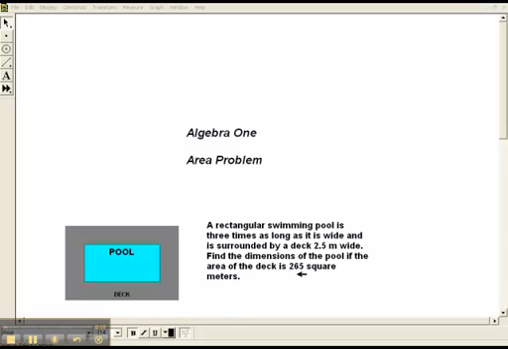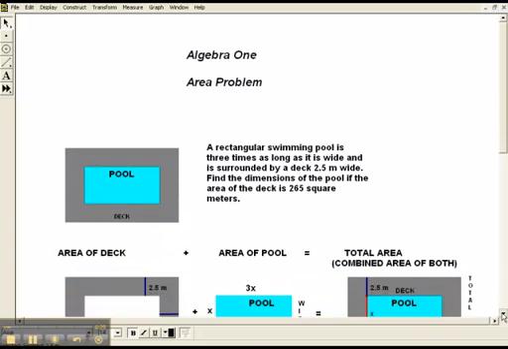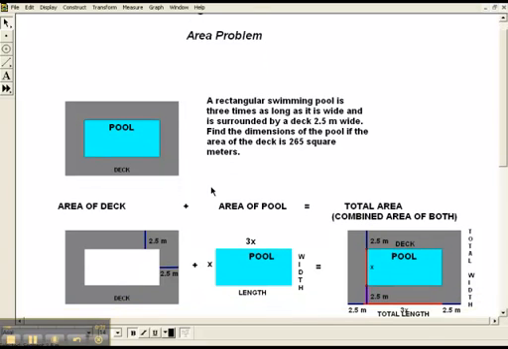So we're given the area of the deck and we're asked to find the dimensions, or the length and the width, of this pool. To set this problem up, I'm going to take the area of the deck, which is the gray region in the picture here, add it to the area of the pool, the blue region here, to get the total combined area of both.